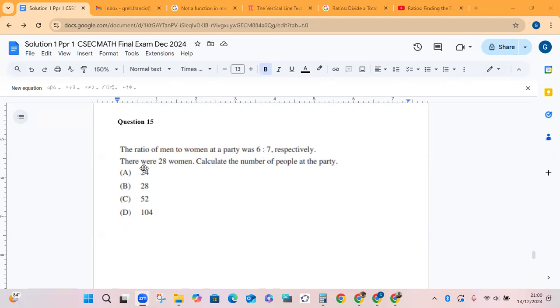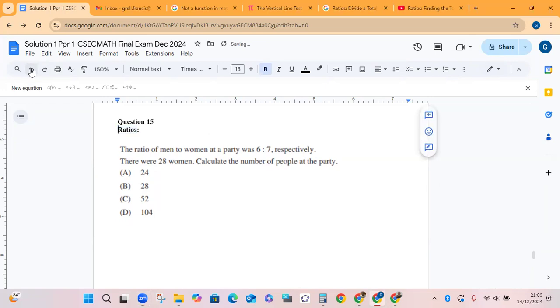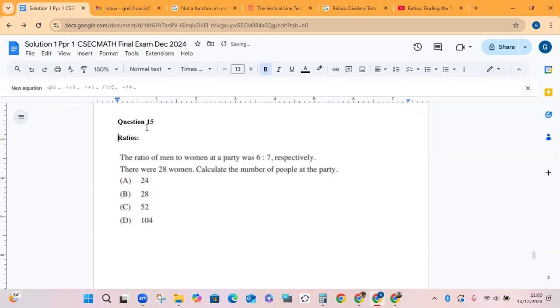Now, it says there were 28 women and the remainder were men. Calculate the number of people at the party. So clearly, this is a question of ratios. Comes under the umbrella of ratios. But unlike 13 and 14, you are not dividing a total quantity into parts. Basically, what you are doing, you are trying to find the total quantity.